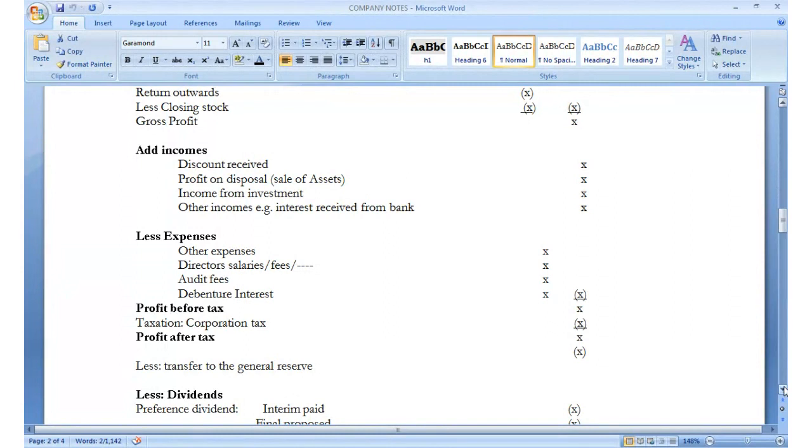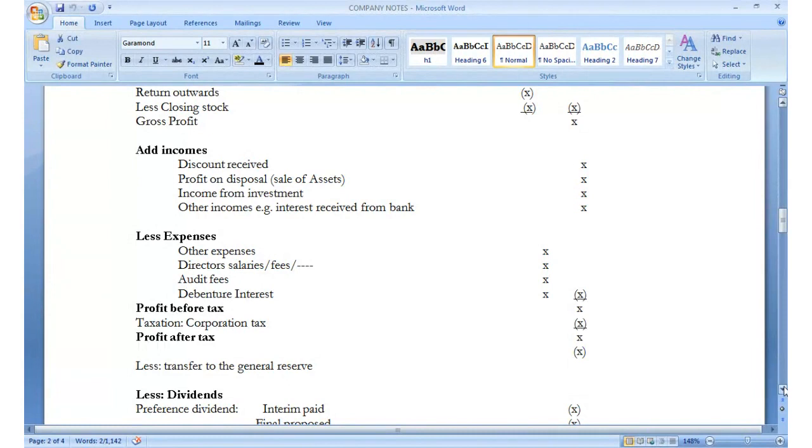Then we less taxation, because for a company, they must pay tax, the corporation tax. In Kenya, the tax rate is 30% for resident companies. In semester 4, you are going to do taxation. You are going to understand in detail how companies and individuals are taxed. But at this level, just note that after profit before tax, you less tax to get the profit after tax. So after less tax, you get the profit after tax.